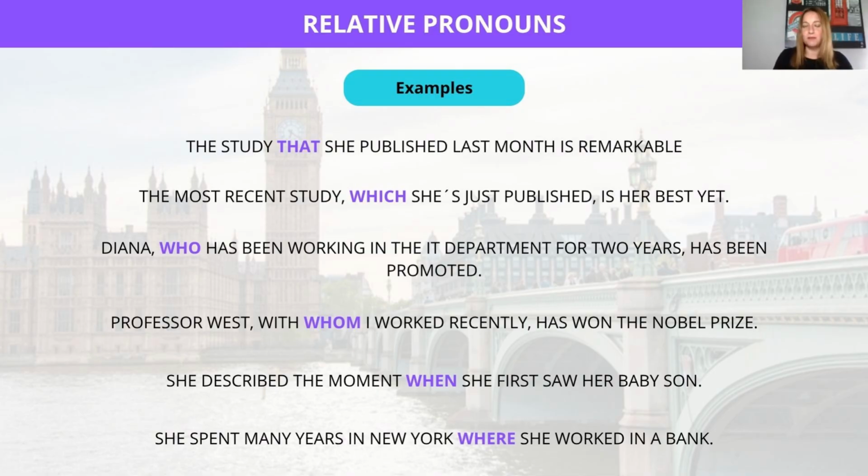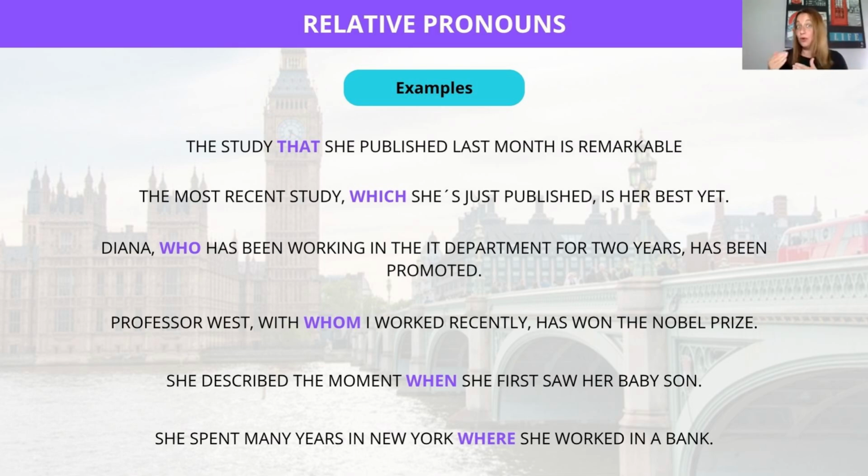Think for a moment. Don't worry. Don't be in a rush. Take your time. Okay, enough. Which is the main sentence? Yes, she described the moment. That's it. This is the main sentence.